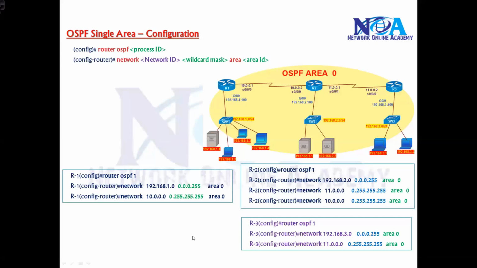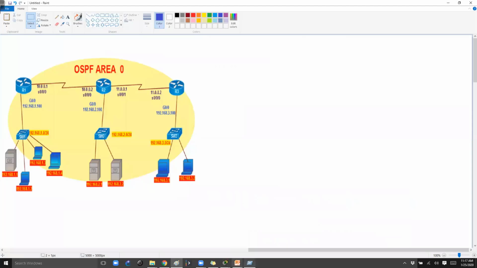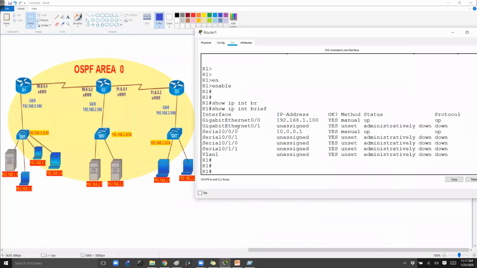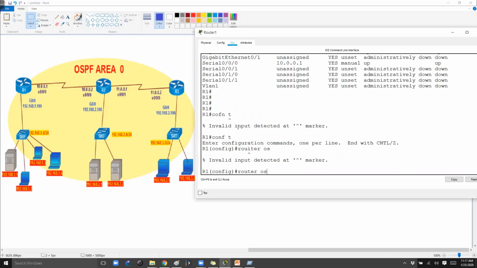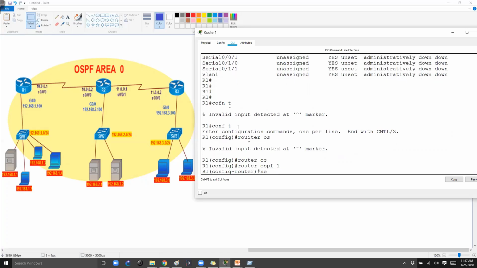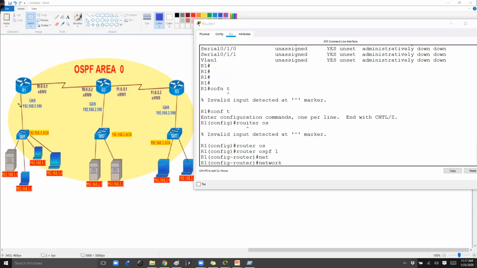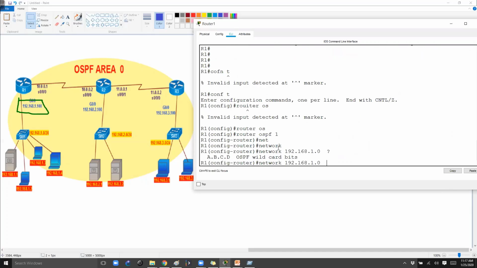And the next thing is the configuration. Let me quickly configure router 1. It's router OSPF 1, and we need to start with networks. What network do you want to advertise? I want to advertise this network, 192.168.1.0. If you use a question mark, it will ask you for the wildcard bits. The subnet mask is /24.